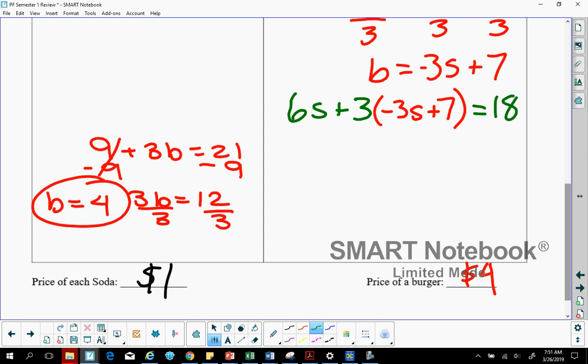Okay, so now we're going to distribute. What's 3 times negative 3? Negative 9, so we'll have negative 9s. What's 3 times 7? 21. What's my next step? Combine like terms. So let's combine the 6s minus 9s. What does that leave me with? Negative 3s.